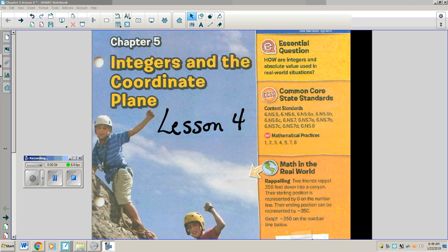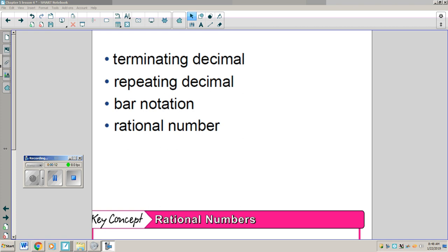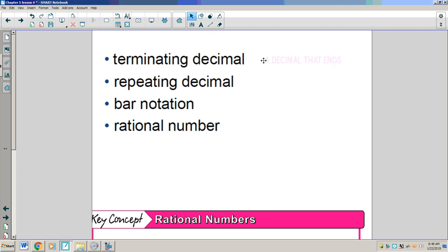Chapter 5, Lesson 4. There are more vocabulary words for this lesson. Make sure you have your red notebook and your textbook for the practice problem. The first word is a terminating decimal. A terminating decimal is a decimal that ends.